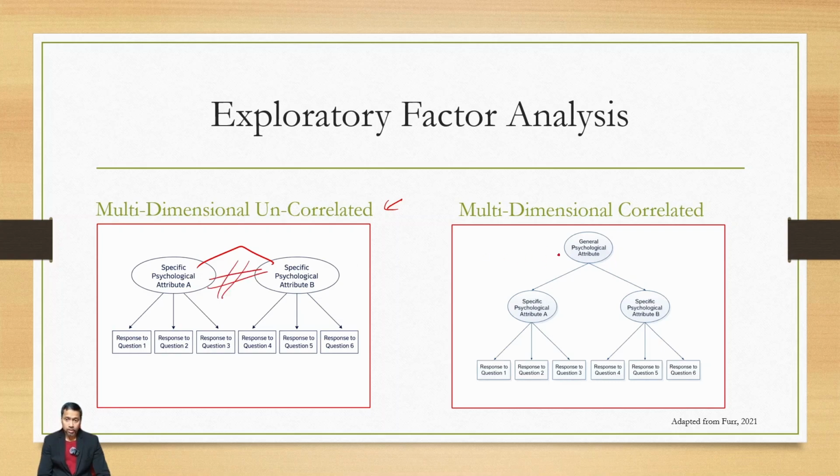While over here you can see that attribute A is formed by 3 questions, attribute B is formed by another 4, 5, 6, another set of 3 questions. These were the individual unidimensional tests, but because correlation is present between them, their scores can be combined to form a higher-order construct that is called a general psychological attribute. This is specific, this is general; their scores get combined, while in uncorrelated they are not getting combined.